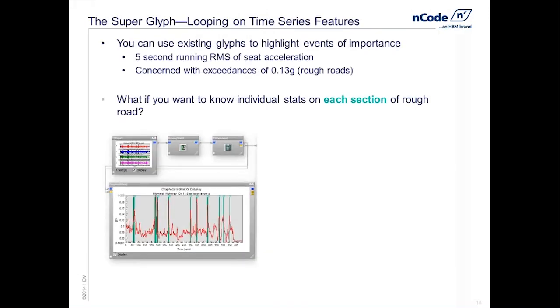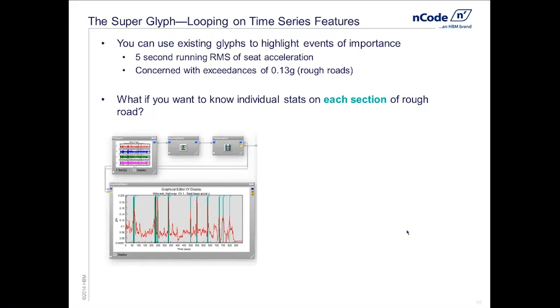Now I'm going to talk about another looping method called the MultiColumn Looping method. This is what allows us to loop on multi-column time series features. Again, I'm going to introduce the topic by first looking at a non-looping flow. This screen capture shows some raw acceleration data. I'm calculating a 5-second running RMS of the acceleration of a seat.